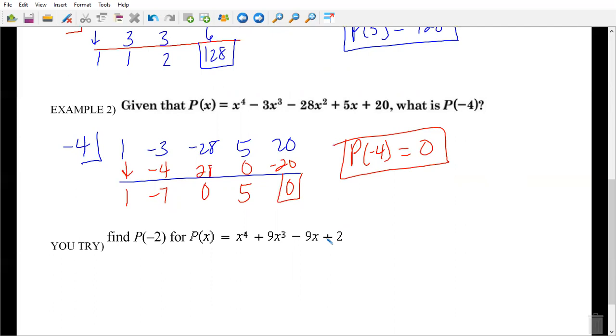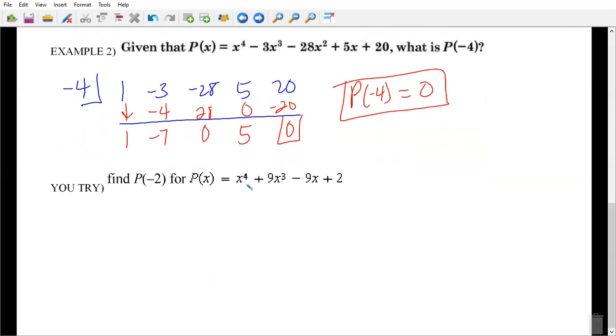How do you feel? Still with me? Okay. I'm going to pause and give you a minute to do one on your own. All right, what was the first thing you noticed? We're missing our x squared.